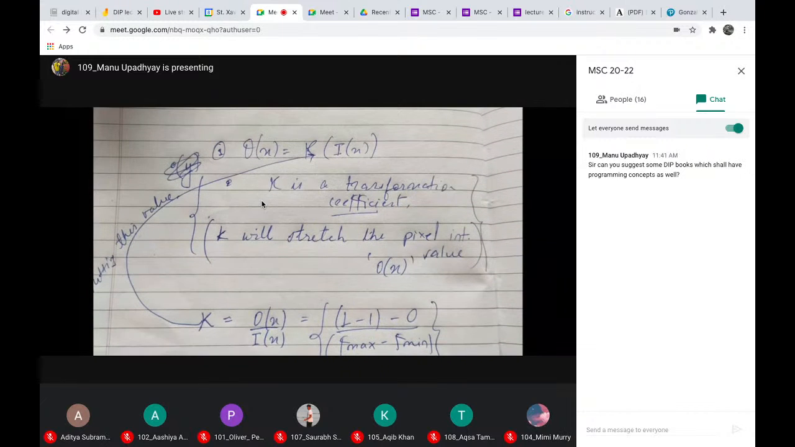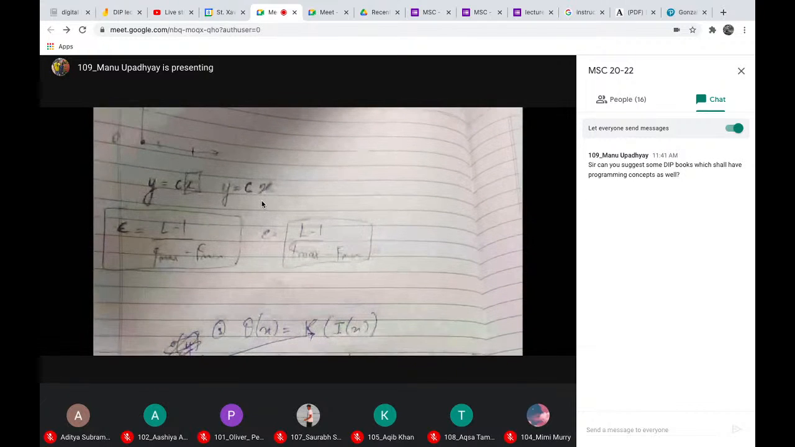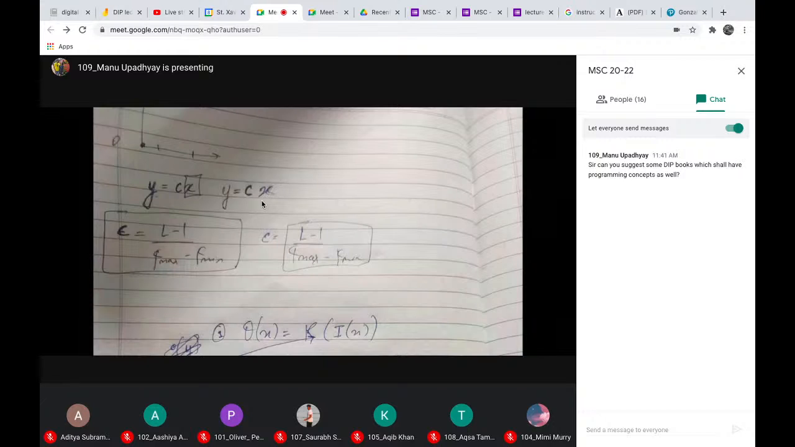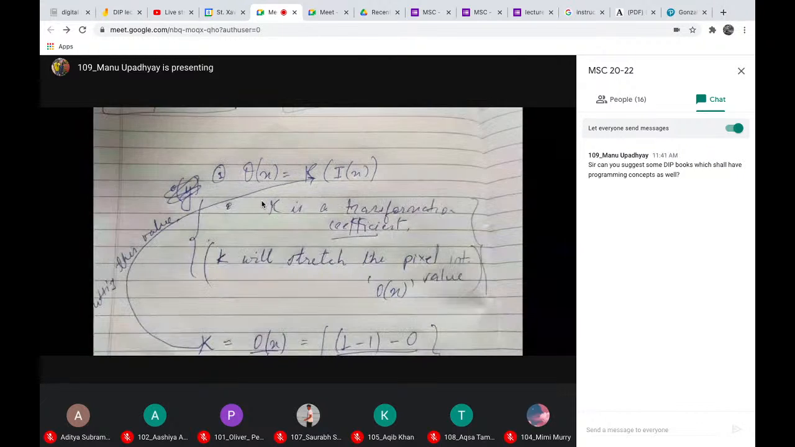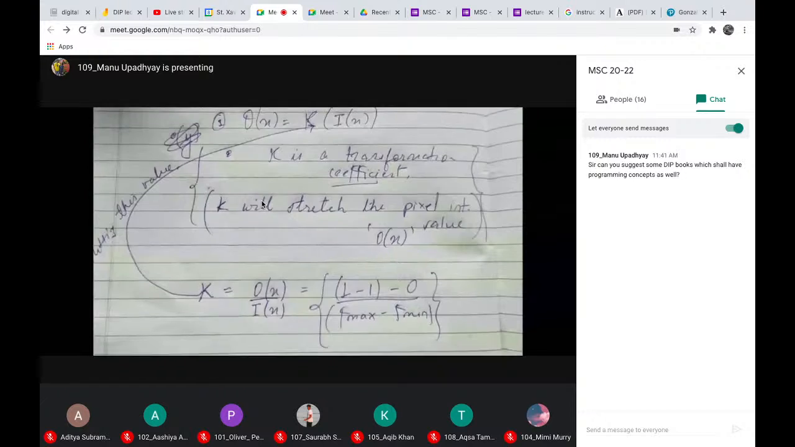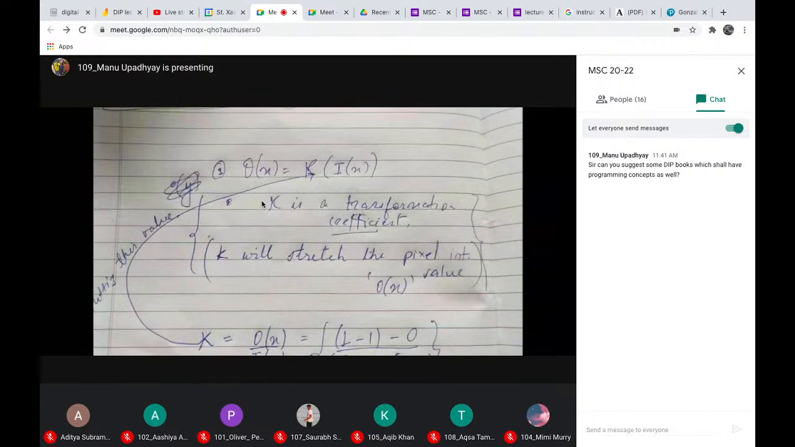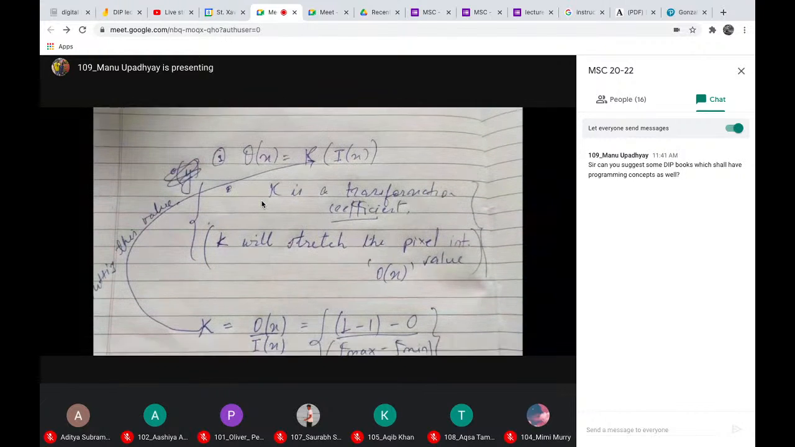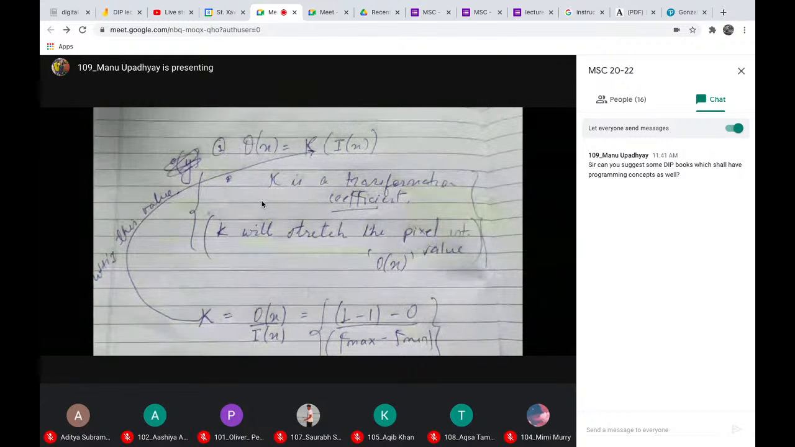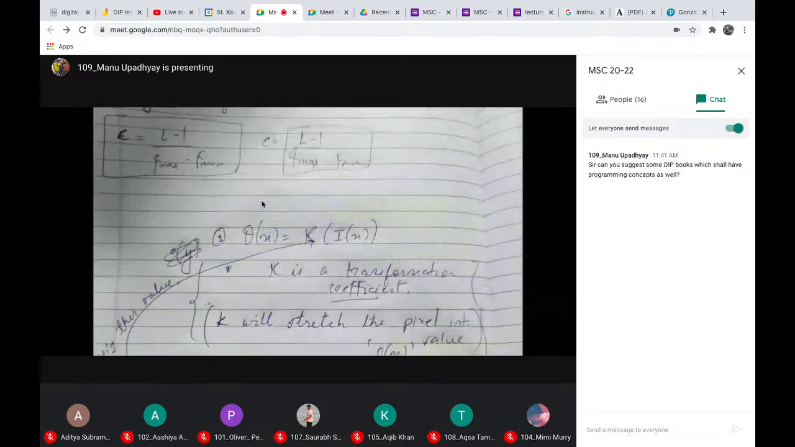So this O is our output function, and I is the input. We have to stretch these two bars. I only photographed half of it, up to the maximum x value. I mean, we have to stretch the maximum y value from 0 to 255. So we can write a transformation such that O is equal to k into I. So that k will stretch the pixel.